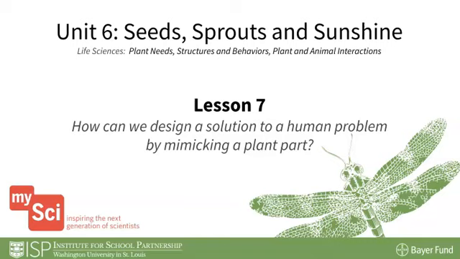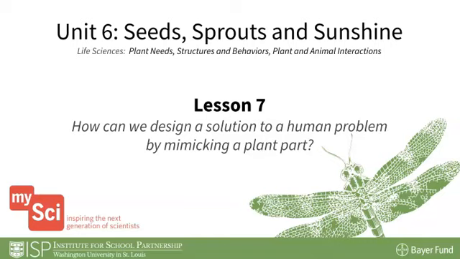Welcome to Lesson 7 in Unit 6, Seeds, Sprouts, and Sunshine. In this lesson, students will work to answer the question, how can we design a solution to a human problem by mimicking a plant part? In previous lessons, students have explored plant structure and function of flowering plants as well as human uses for these plants.